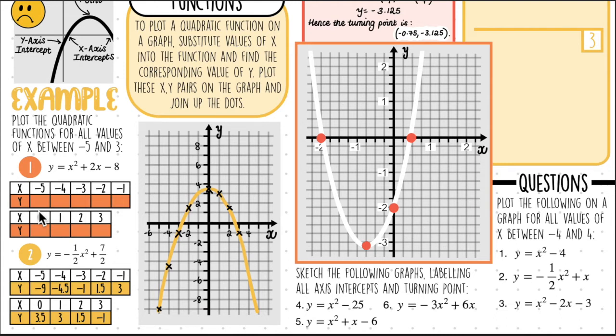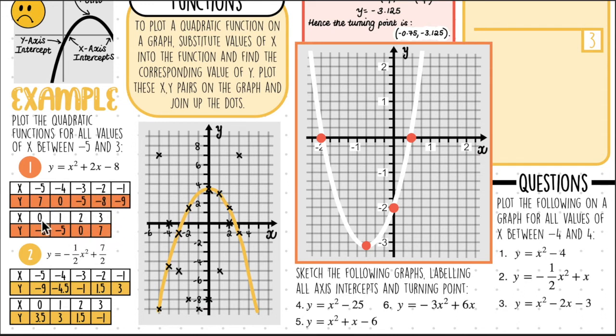This means that the pair x is equal to minus 5 and y is equal to 7 is a solution to this function, and therefore the coordinate minus 5 and 7 is a point on the graph which the quadratic function passes through when it's plotted on a graph. So here I've now written the 7 there in that table, and I have plotted that coordinate on the graph here. Now what we do is just rinse and repeat for all these other values of x.